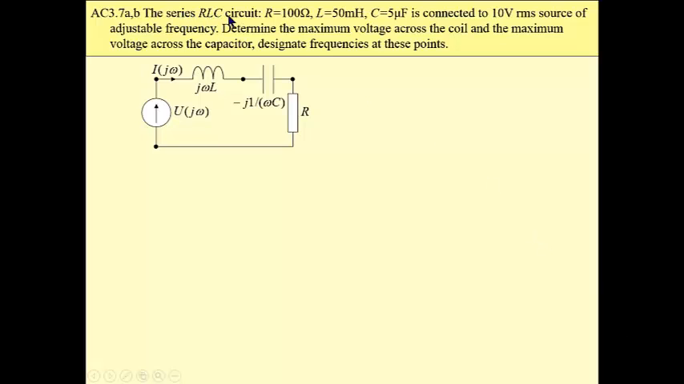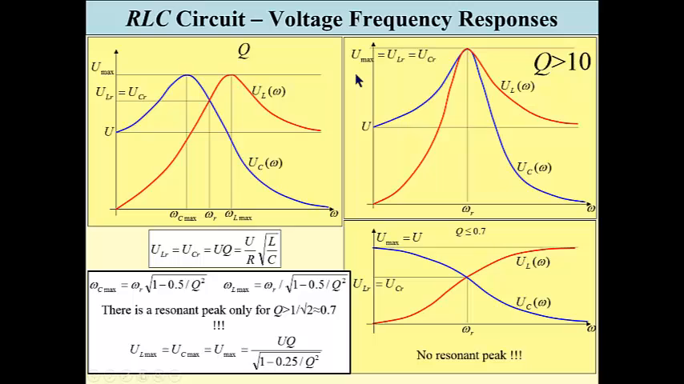RLC series circuit, our task is to find frequency characteristics for these two voltages, for coil voltage and also for capacitor voltage. So let me start with a general discussion. We have RLC circuit and different values of quality factor designated by this formula. So the greater is R, the smaller is Q.